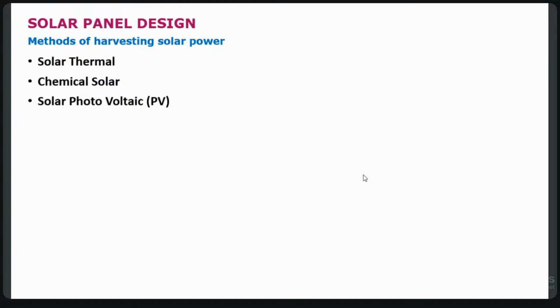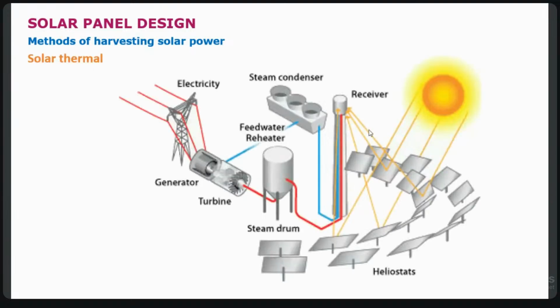Thank you so much. So, methods of harvesting. Mainly we have three methods of harvesting generally used in industrial technique: the solar thermal power method, the chemical solar method, and also solar photovoltaic harvesting. So this is the solar thermal harvesting power technique. Here, solar thermal technology uses a kind of mirror, that is heliostats. So these are the mirrors and these are the heliostats.